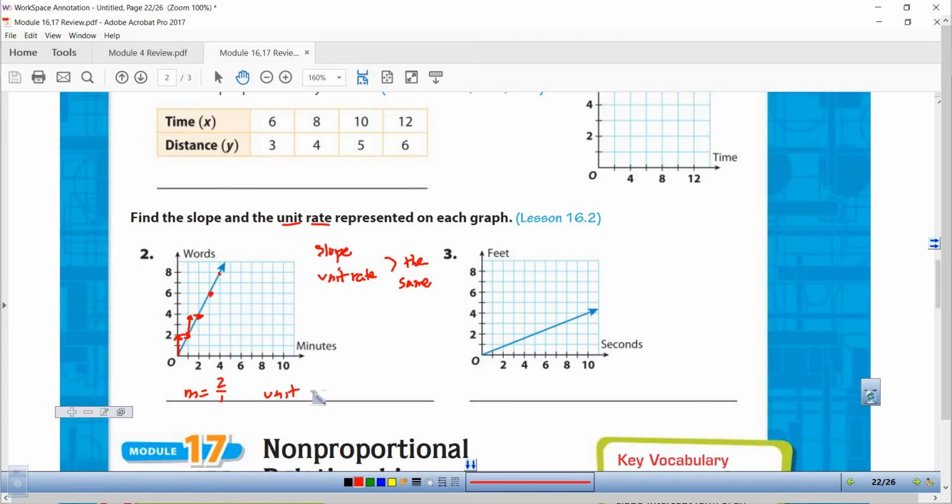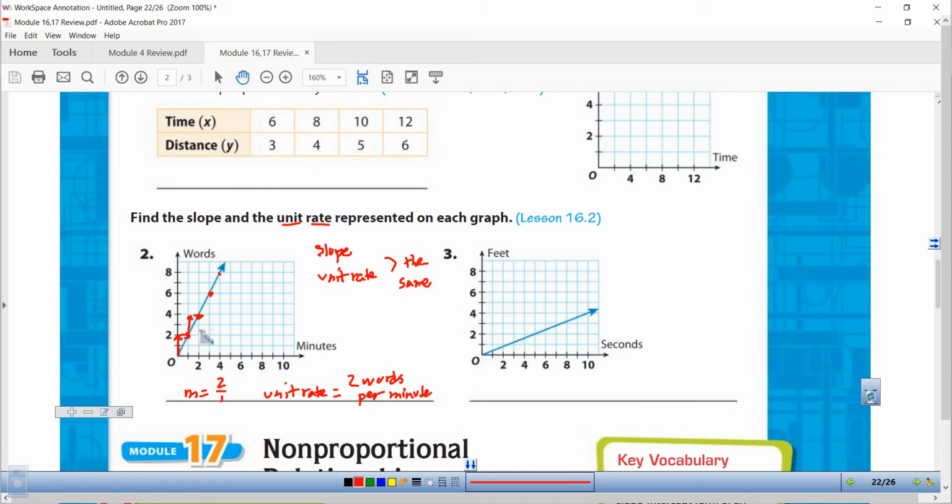So the unit rate, we're going to apply the units to that. What do we have? All right, we have words and we have minutes. So it is 2, right? 2 what? 2 words per minute, right? For every minute I go over, I go up 2.